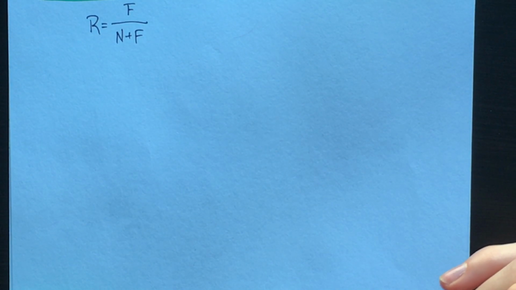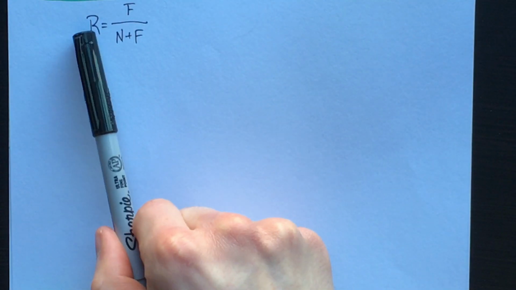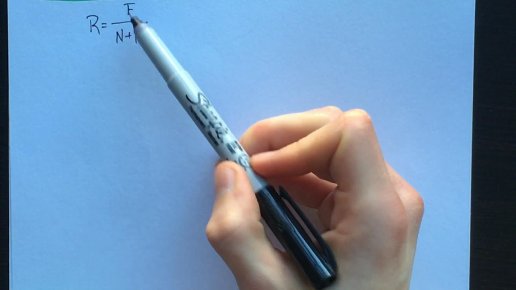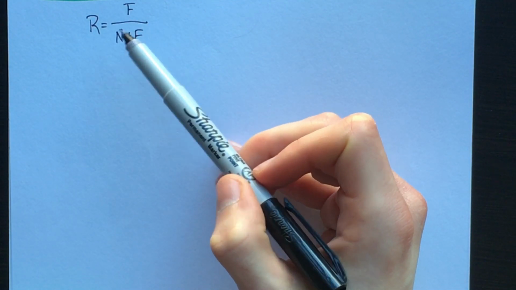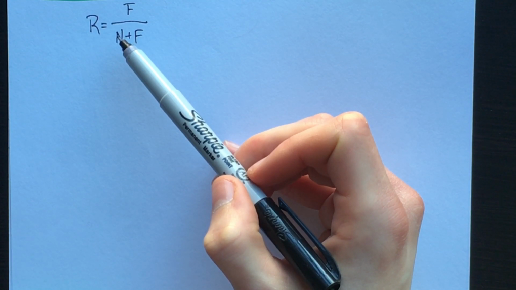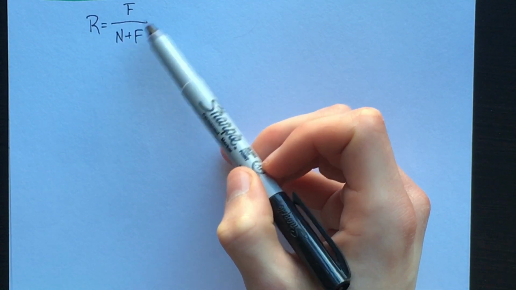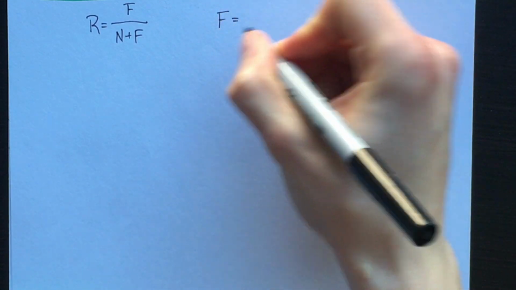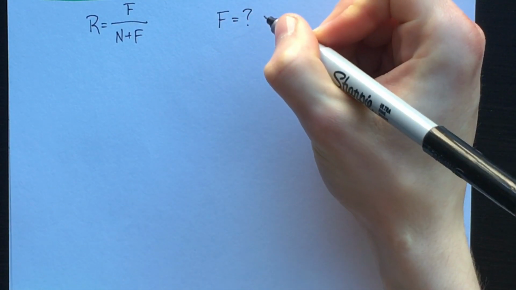In this problem, we're given that a website uses the formula above to calculate a seller's rating R based on the number of favorable reviews F and unfavorable reviews N. What we want to find is the number of favorable reviews in terms of the other variables. So what does F equal in terms of the other variables?